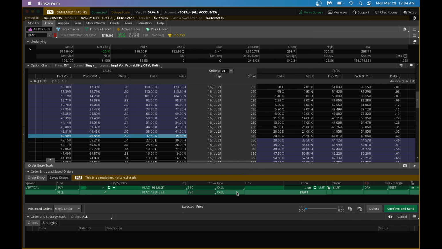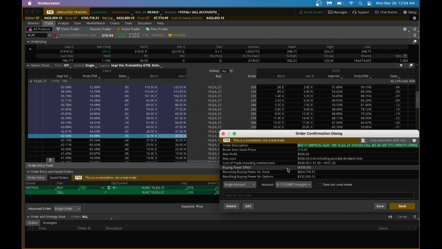So for this 310 to 320, you're paying $5. The spread is $10, so your profit potential is another $5 more. You're paying $5 to make $5, so basically you're doubling your money. If you do that, you can see here you're paying $500 and making $500. If the stock stays above 315, which it already has, you'll be breaking even. So this is one idea.